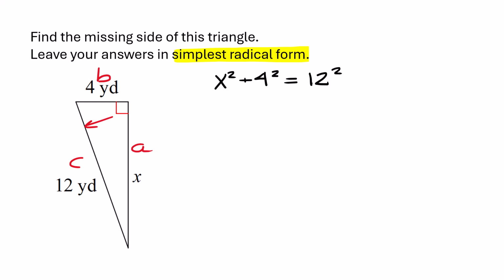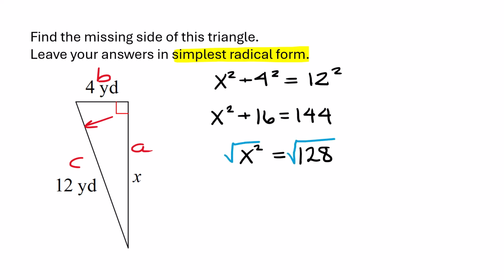So we have x squared plus 4 squared equals 12 squared. Square up those numbers and subtract 16 from 144. We have x squared equals 128. Take the square root of both sides. Now we have an issue because 128 is not one of the perfect squares.